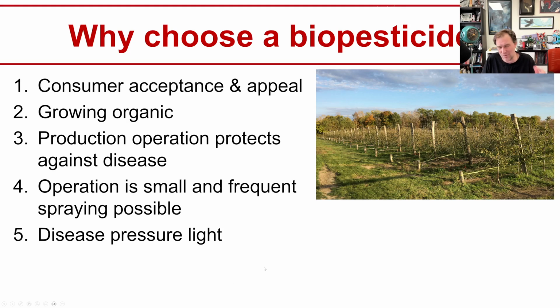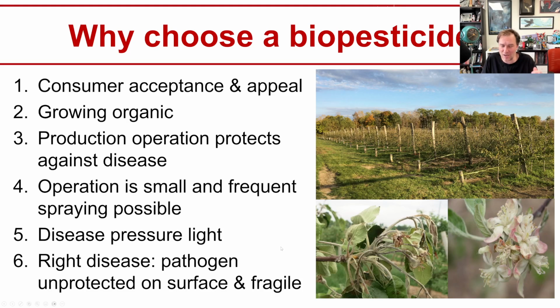And then, of course, it's got to be the right pathogen. Something that's unprotected on the surface and fragile. The fire blight bacterium is just right there in the floral cup. It's oozing on the shoots. It's outside. You want to actually get it before it looks like this. It's right there multiplying on the stigmatic surface of flowers. Kill it. A powdery mildew, burn that right out. It's right there in the top couple of cell layers. That fuzz, that's actual powdery mildew spores.